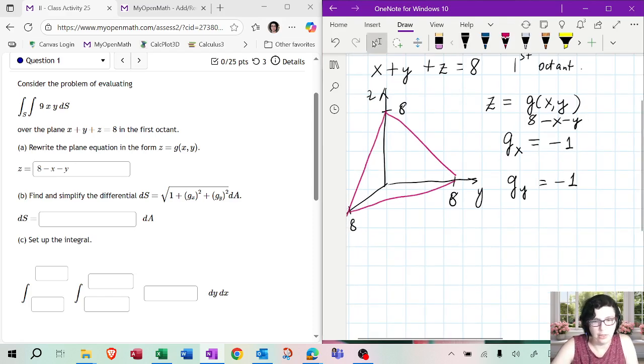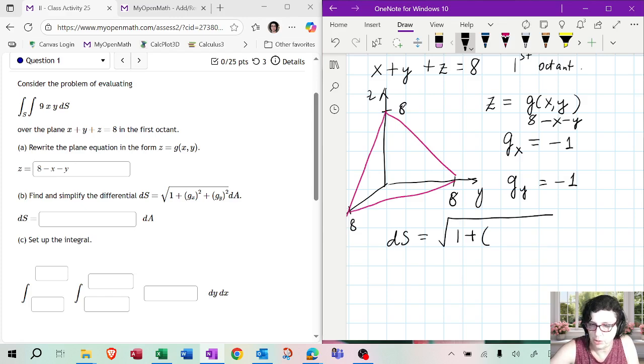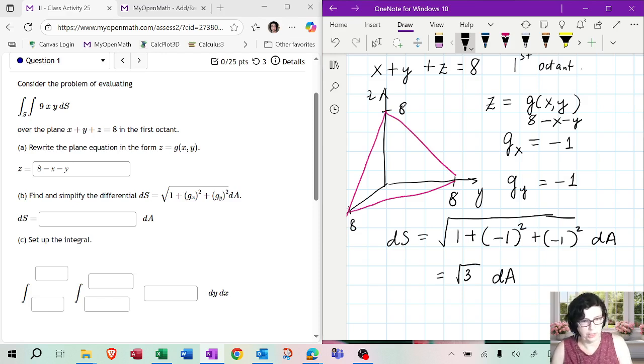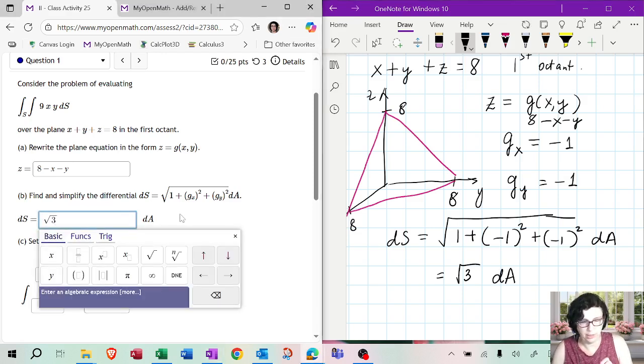And then to find the differential, it's going to be very simple. We just take the square root of 1 plus, so take the g_x, square that, plus take the g_y, square that, and then dA. And of course, when a negative is squared, that's just going to disappear. So it looks like that's just going to be square root of 3 dA. So that's the connection between dS and dA.